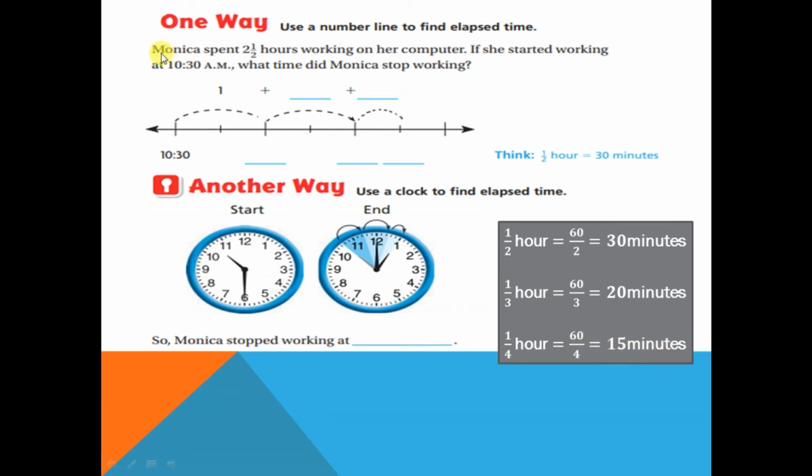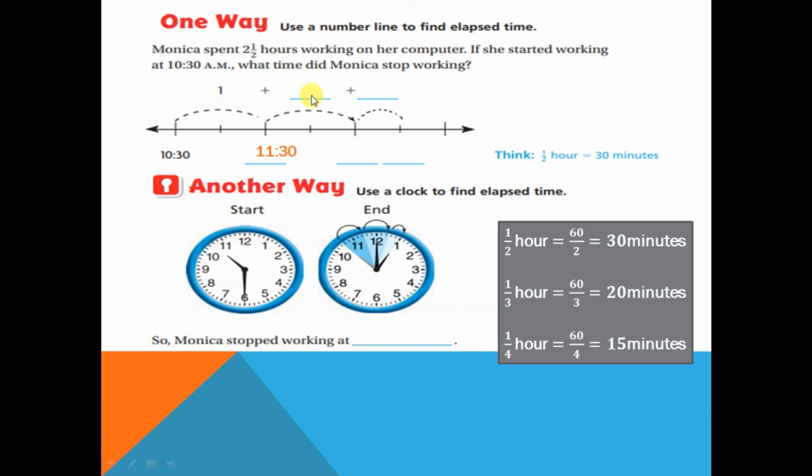So let's go back to our example. Monica spent 2.5 hours working on her computer. If she started working at 10:30 a.m., what time did Monica stop working? So the starting time is 10:30. Then we will add 1 hour. If you add the first 1 hour, will the hours change or the minutes change? Of course, the hours will change. So instead of being 10, it will be 11:30.